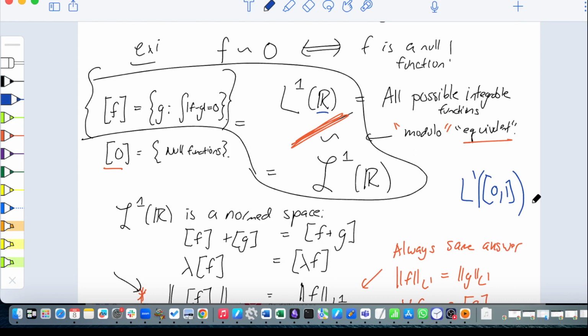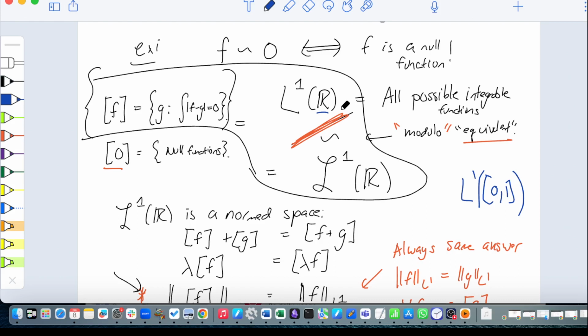Yeah, so L1. The whole book just does everything with L1 of R, and it's really not a problem because all the integrable functions are made of limits of step functions. Step functions are only non-zero on a finite interval, so the way you get to all of R is by taking limits as you go further and further out. In fact, you have one homework problem like that as well.